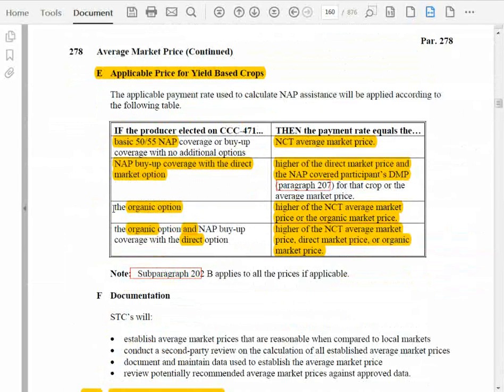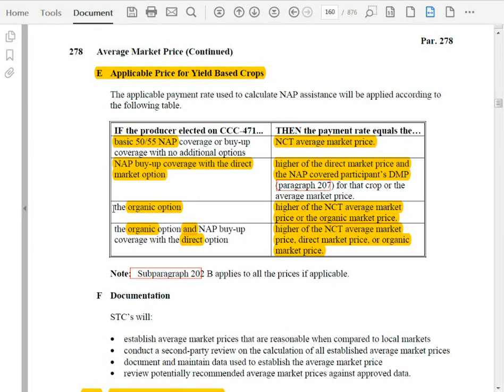When we have these prices, the average market price, the direct market price, the organic marketing price, we're going to be applying those depending on what type of coverage the producer has. And the specific rules for which price is actually applied in which situation is always going to benefit the producer to the maximum extent possible. So if a producer has basic coverage, or if they have buy-up but they didn't do any additional pricing options, then we're always going to use just the average market price.